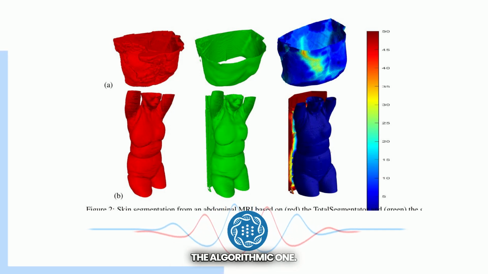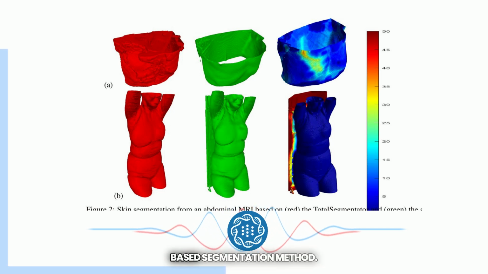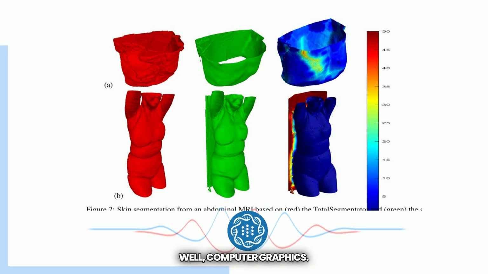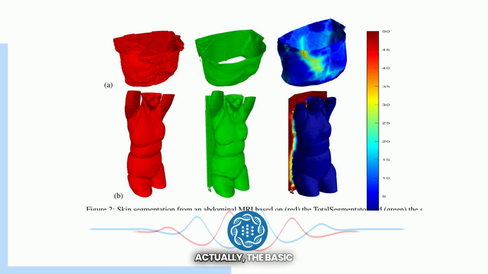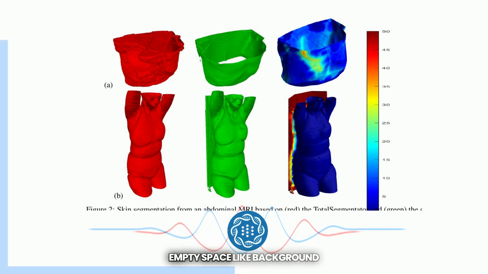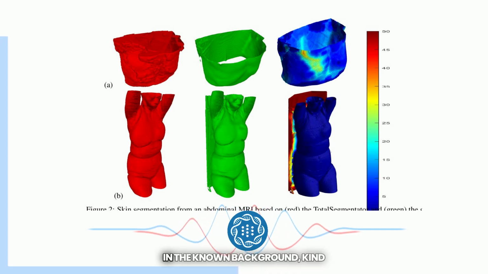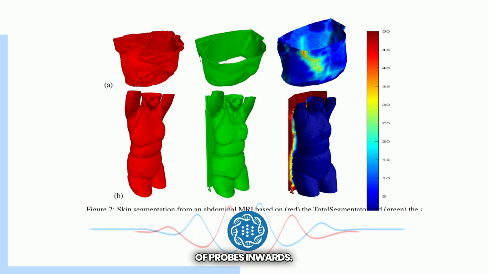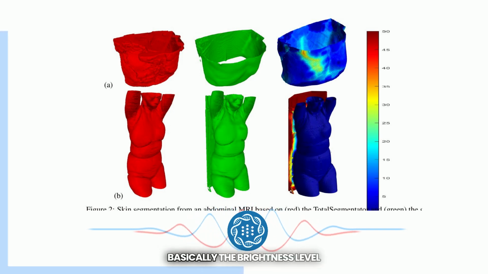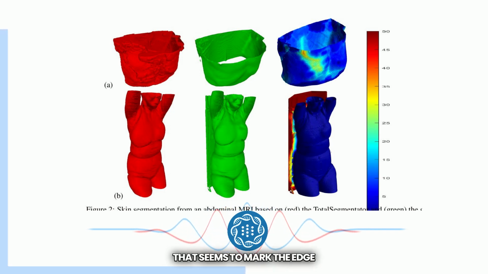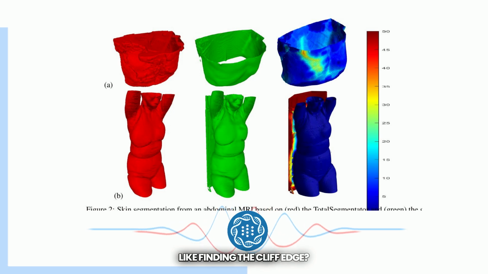Okay, let's start with the algorithmic one they picked, a graphics-based segmentation method. Sounds like it comes from, well, computer graphics. It does, yeah. Developed by some of the same authors, actually. Okay. The basic idea is pretty smart. It assumes there's empty space, like background, in the corners of the scanned image. Okay. It starts there in the known background, kind of probes inwards. It calculates what it calls a skin isovalue, basically, the brightness level that seems to mark the edge between background and body. Like finding the cliff edge.